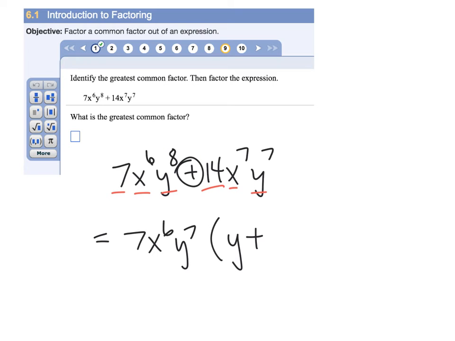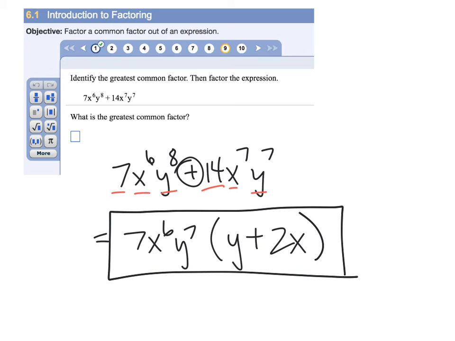Now I had a 14, but I factored out a 7, so now I'm left with a 2. I had x to the 7th, but I'm taking out 6 of them, so I'm left with just an x to the first power, or x. And then here's y to the 7th, but I'm factoring out y to the 7th, so I am done. There is my factored expression.